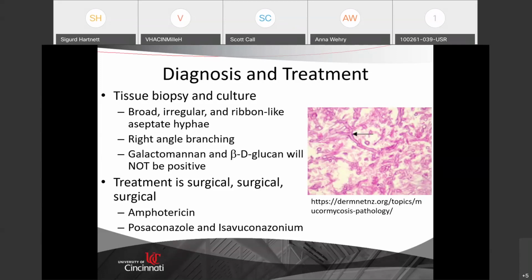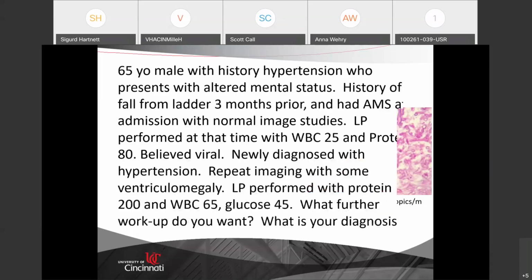Amphotericin has been our old go-to drug that we used for all of these. Nowadays, we do have newer azoles, so posaconazole and isavuconazole both have some activity against mucor. We just don't use them as frequently, but they're becoming more and more used for mucor. And there are newer azoles coming out for mucor.